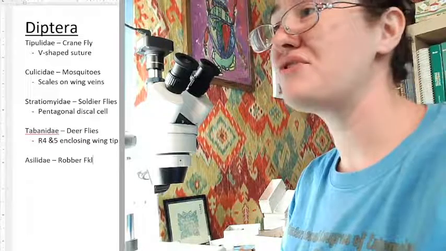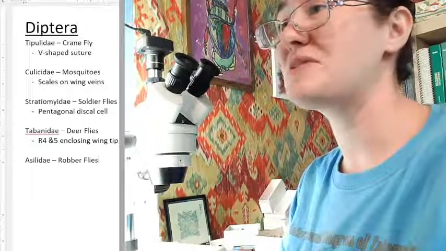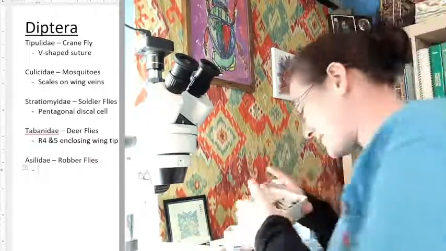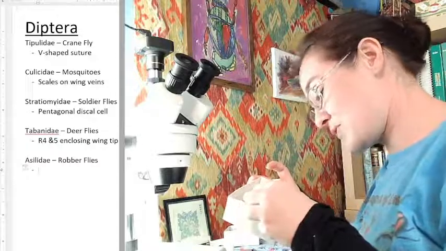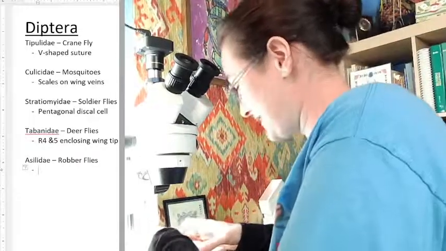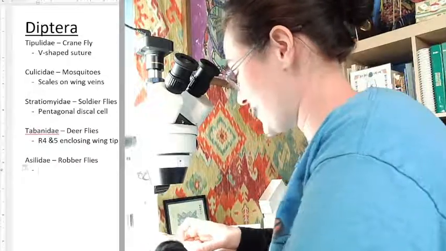And if any of you follow my Facebook page, the bee hunter, the bee mimicking robber fly, was the guess-the-bug today. So I figure we can kind of look at him.